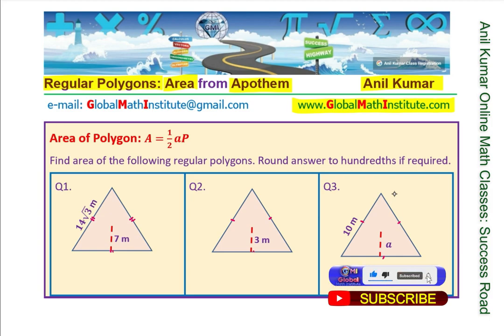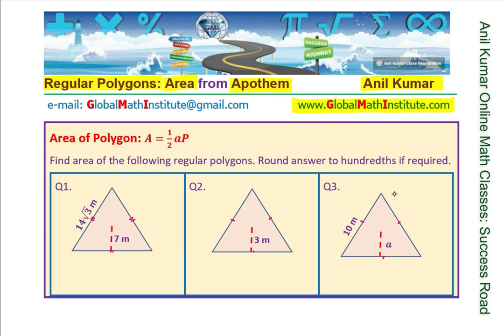The formula given is: area is half times apothem times perimeter. Now, perimeter is the sum of all the three sides, as you know. So perimeter is the sum of all sides in this particular case. And the apothem is the shortest distance from the center to any side. That is the apothem.